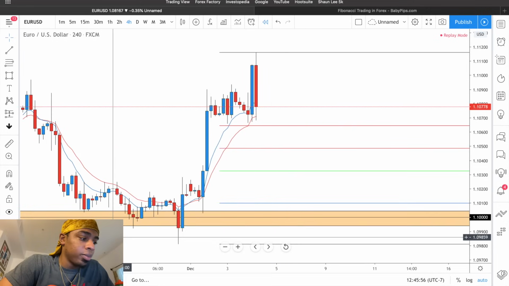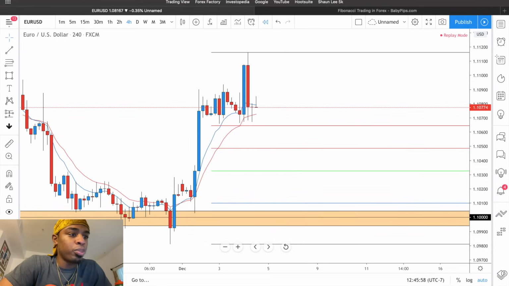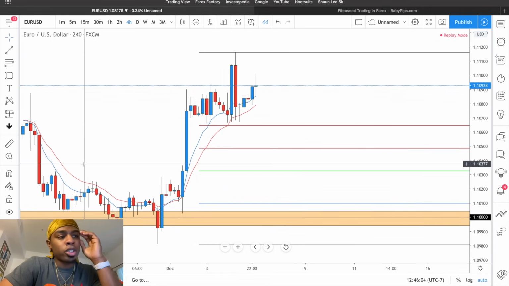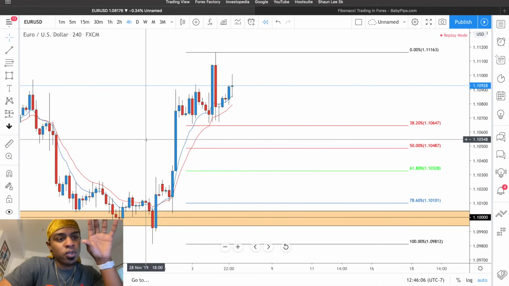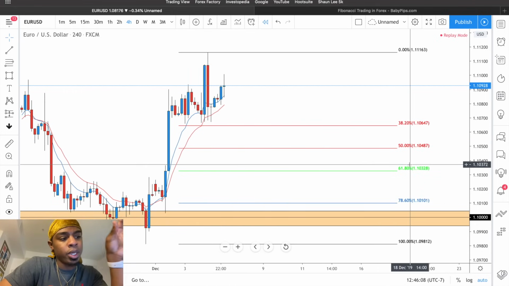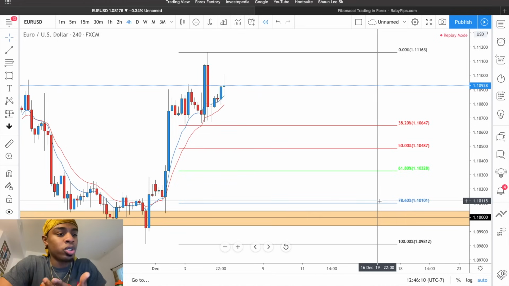So if we click play, you can see price clear as day. See what it wants to do. I'm not going to talk about entries right now. I'm just going to make a point. Price should reverse up to 38.2, 50, 61.8, or 78.6. When it does that, you scale in.